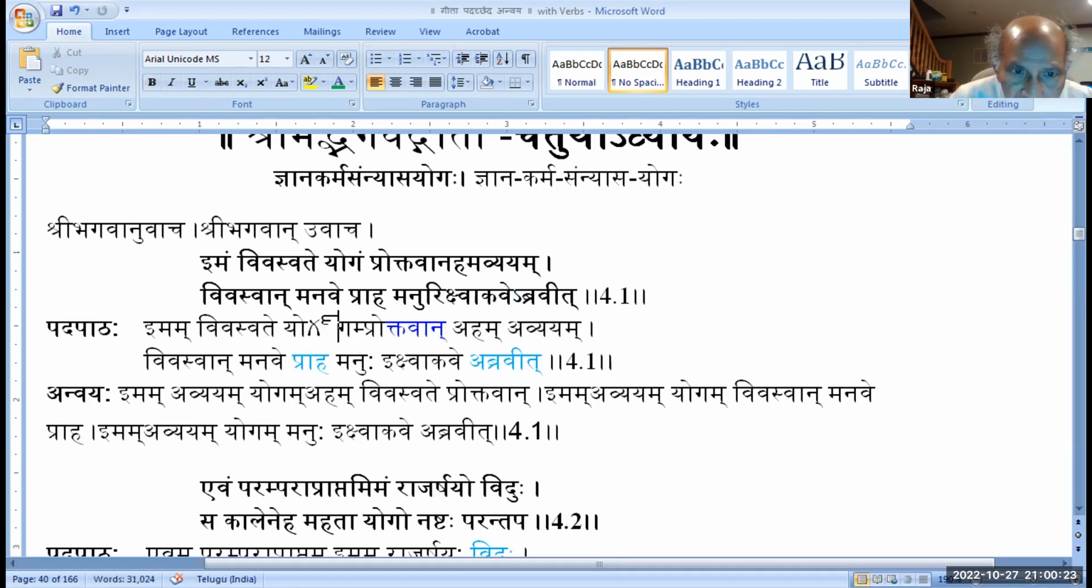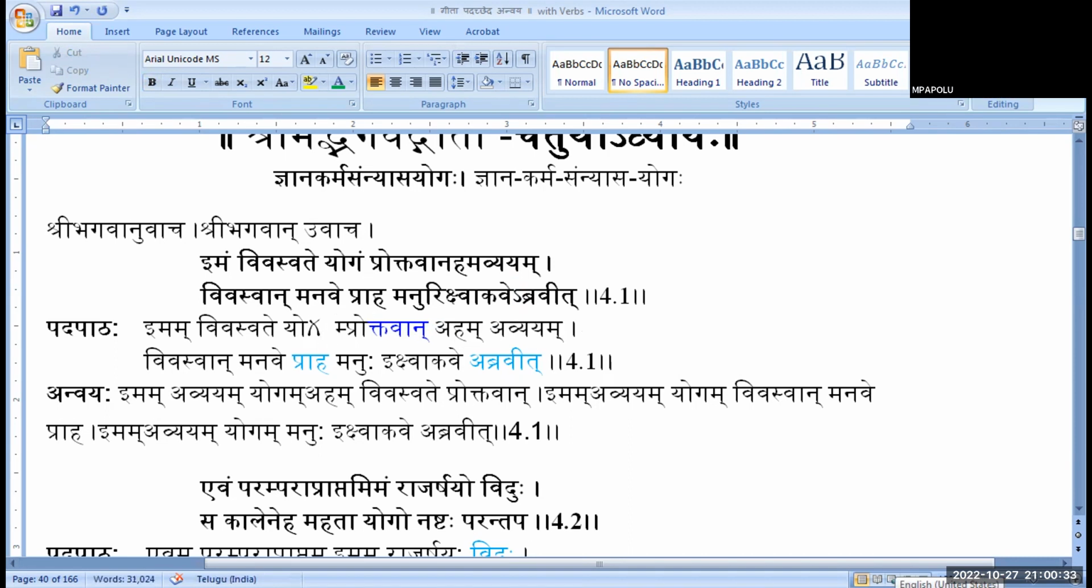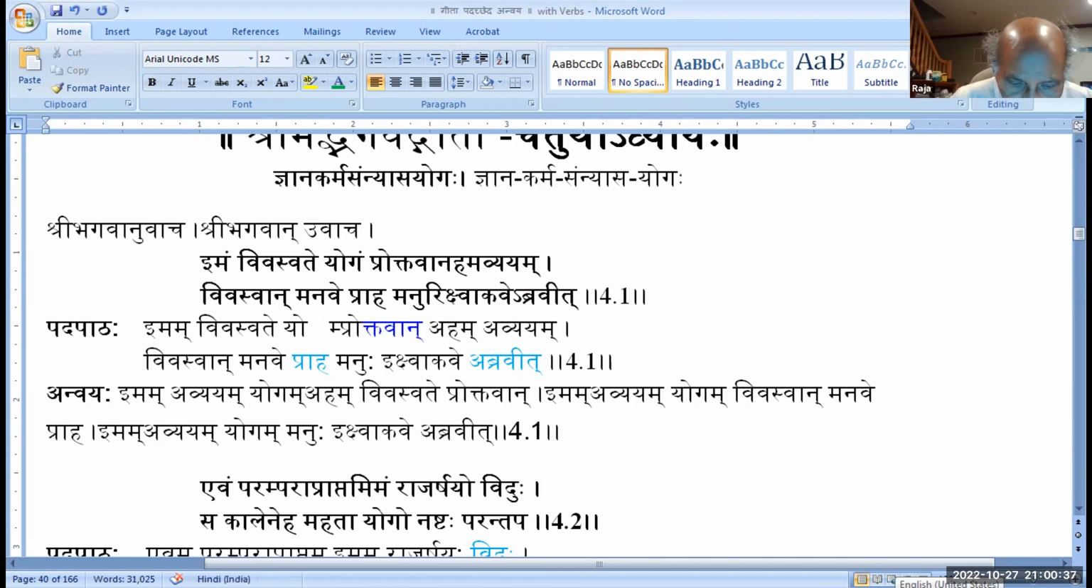Not Telugu. Oh dear. I see. When you use it, you have to use the right fonts. I thought it had gone to Sanskrit.